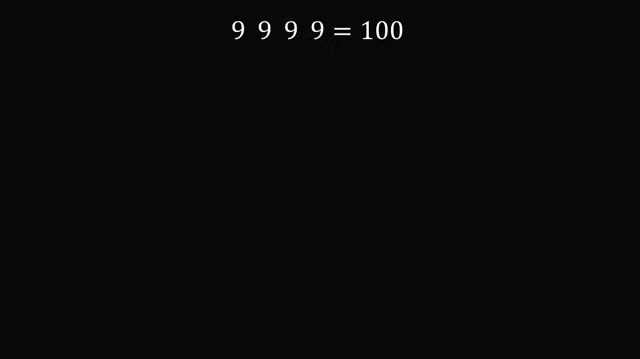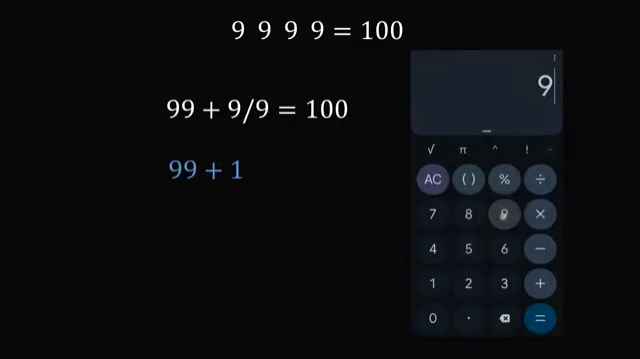So when I saw this puzzle online, the solution presented was 99 plus 9 over 9 is equal to 100. The trick is that you're using 4 nines, but you're combining 2 of them into one number, 99. It feels a little bit like cheating, but it's within the rules that we've stated. Now, 9 over 9 is equal to 1, so we have 99 plus 1 is equal to 100. So this is one way to get the answer.